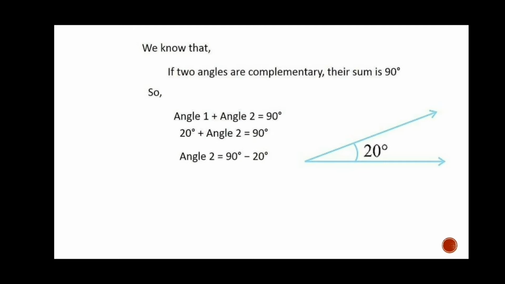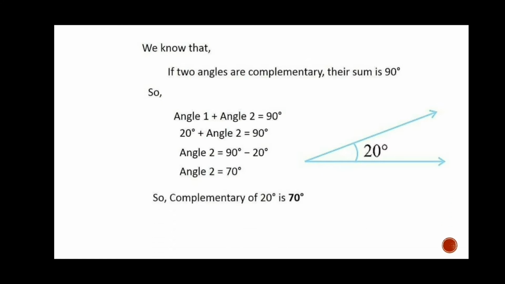Then angle 2 will be equal to 90 degree minus 20 degree, because this 20 degree will shift to the other side of the equal sign, so it will become minus. So angle 2 will come 70 degree. The complementary of 20 degree is 70 degree.